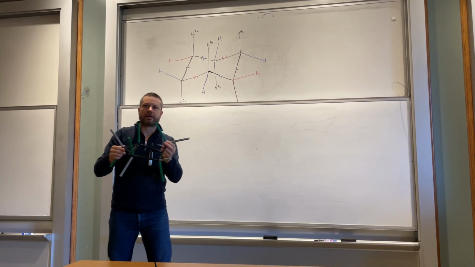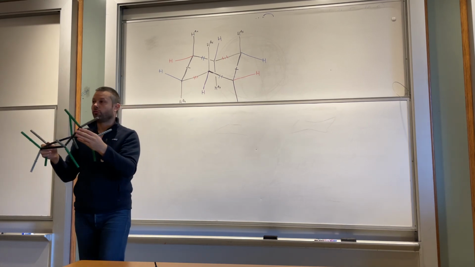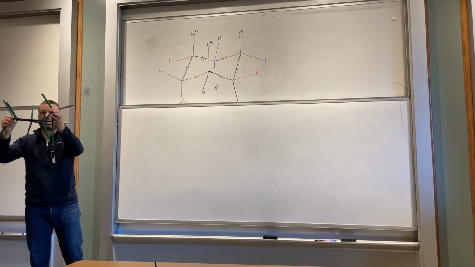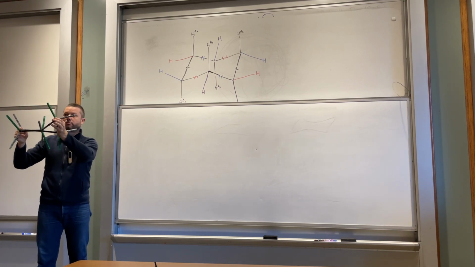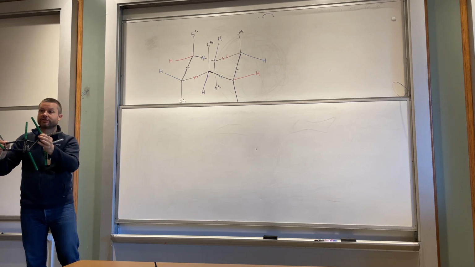Okay, after the half chair. The half chair is the high energy conformer, the global high energy of this system. It's going to be the highest energy conformer in this system. What's after the half chair? The twist boat. Good.